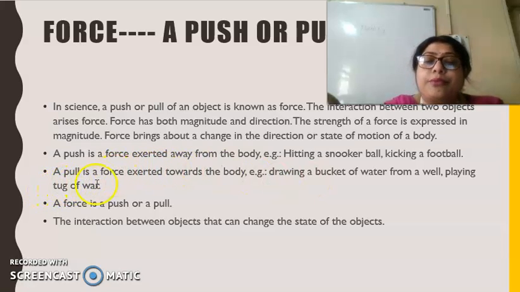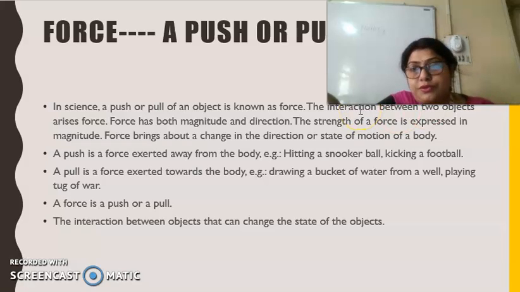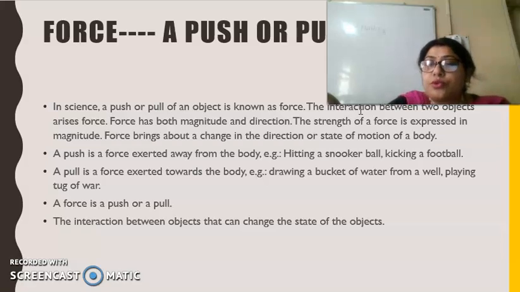And pull is a force which is exerted towards the body. Some force which you are applying makes the other body move towards you. Suppose you are drawing a bucket of water from the well, or in games like tug of war, there are two groups pulling the rope. Each group pulls the rope towards itself, and the one which pulls the rope towards itself is the winner with more strength. That is a pull, which also defines a force. A force is nothing but a pull or a push.